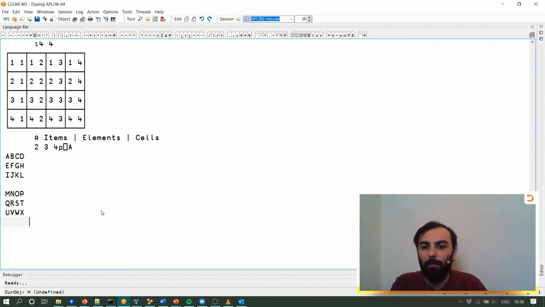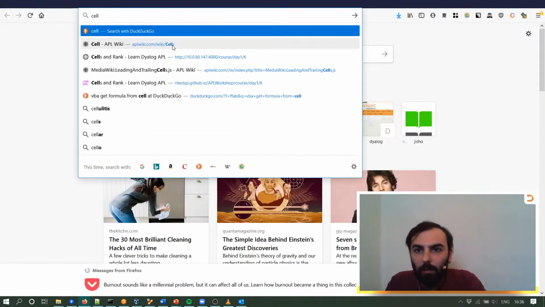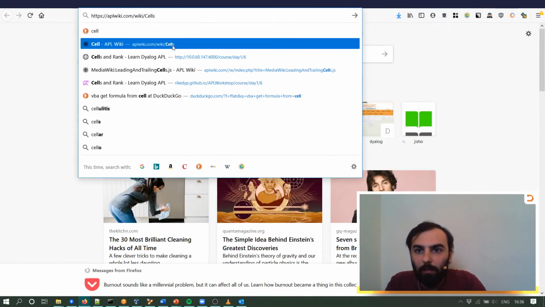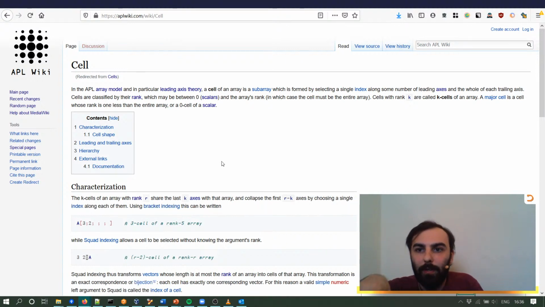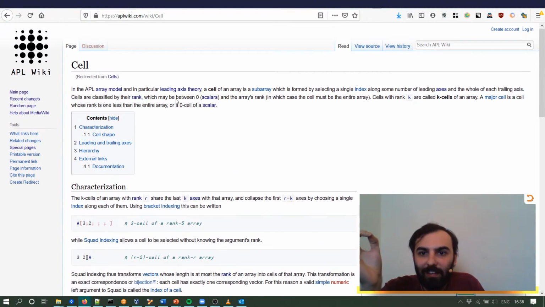Whereas cells are very much, like I said, let me find. Oh yeah, there it is. On the APL wiki, we have a whole page called cells, and in particular, leading axis theory, which is this modern APL, modern array language way of thinking of arrays that leads to the rank operator and such.